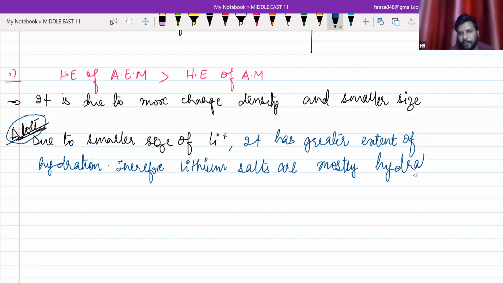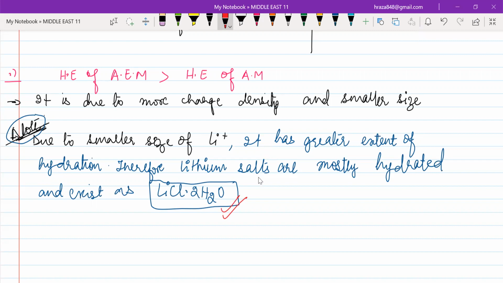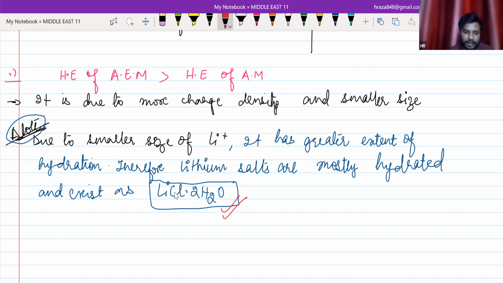I'll explain it. Please write with me. Mostly hydrated and exist as LiCl.2H2O. From alkali metals, only lithium exists as hydrated in this form. No other elements from the first group, that is alkali metals, exist in this form because lithium is highly hydrated. Is that clear? Yes, sir. The second group is also hydrated because it has more hydration enthalpy.